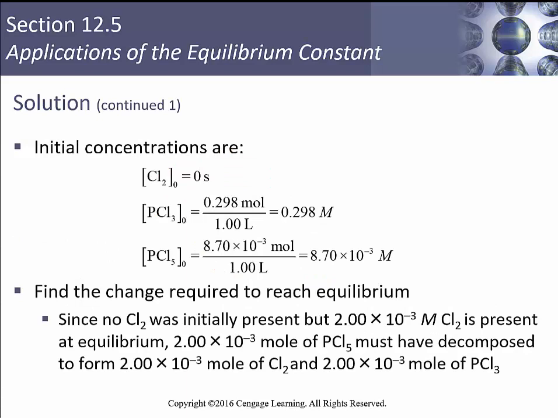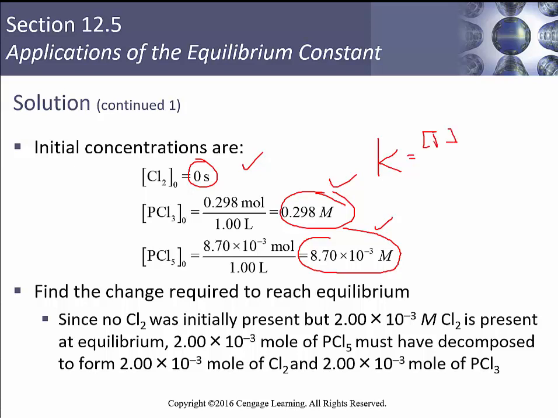So initially, we had no chlorine. And initially, we had 0.298 moles in 1 liter, so we had 0.298 molar phosphorus trichloride, and we had 8.7 times 10 to the minus 3 moles per liter of the phosphorus pentachloride. And so we're going to do that math and end up with 8.7 times 10 to the minus 3 molar. So we've got 1, 2, 3 concentrations. Remember, K is going to be our products over our reactants, right? We know the concentration of all of our products and all of our reactants when we start.